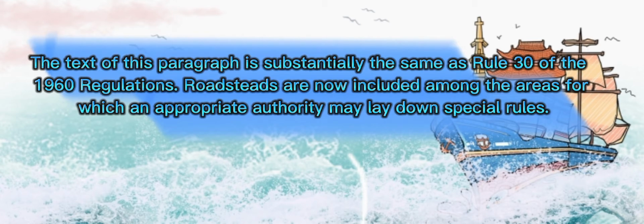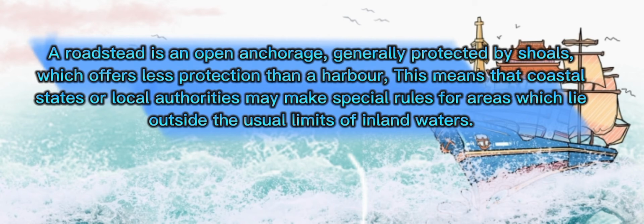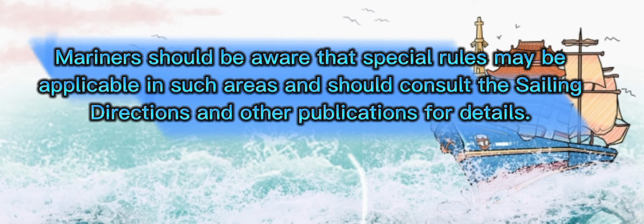The text of this paragraph is substantially the same as Rule 30 of the 1960 regulations. Roadsteads are now included among the areas for which an appropriate authority may lay down special rules. A roadstead is an open anchorage, generally protected by shoals, which offers less protection than a harbor. This means that coastal states or local authorities may make special rules for areas which lie outside the usual limits of inland waters. Mariners should be aware that special rules may be applicable in such areas, and should consult the sailing directions and other publications for details.